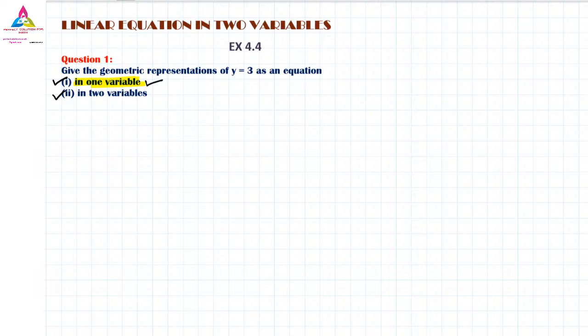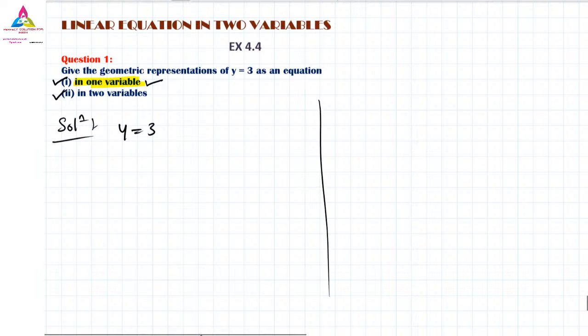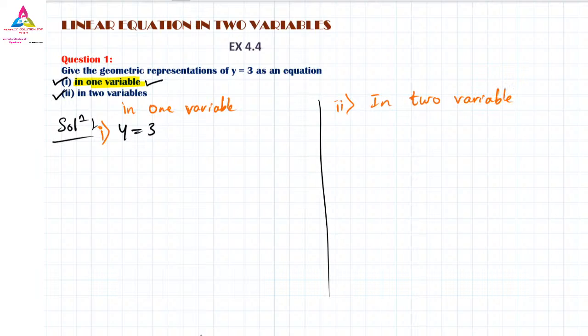So how to do this? Solution. One variable is nothing but y is equals to 3. If it is two variables, I will take two variables here. The first one, this is the one variable, and here I can take the second question we have in two variables. The equation is y is equals to 3, and here also I have to take y is equals to 3 itself.